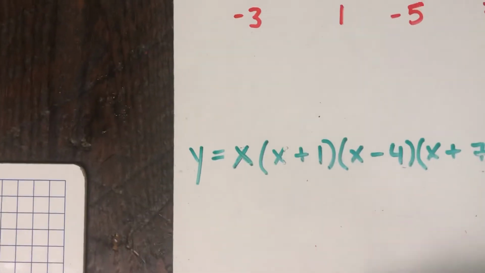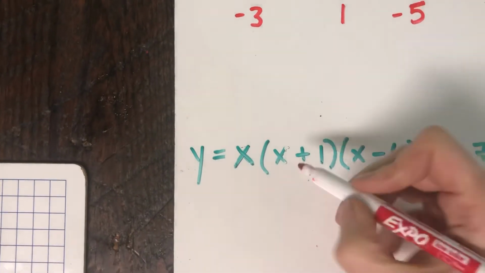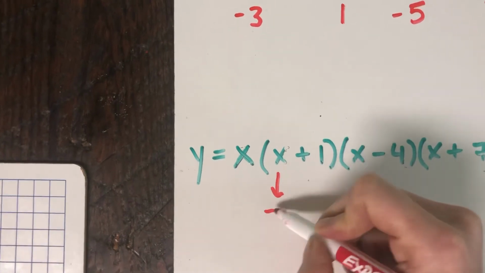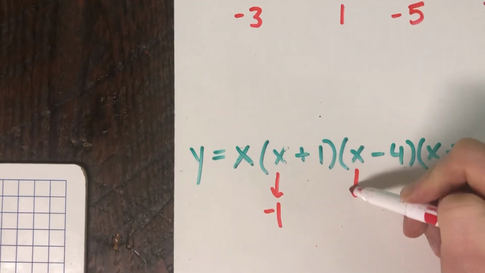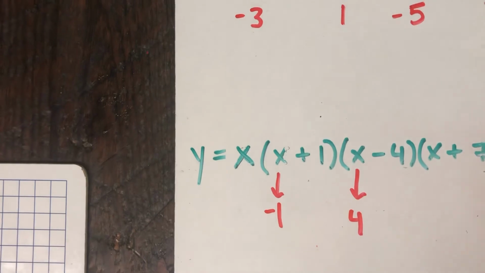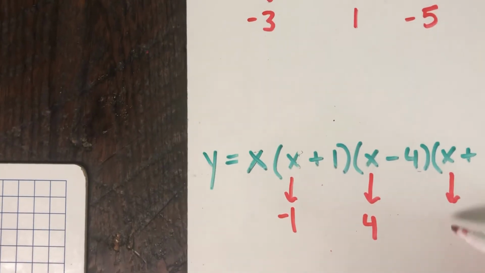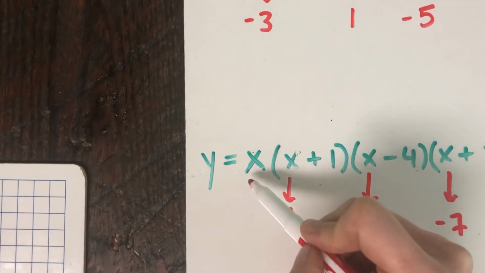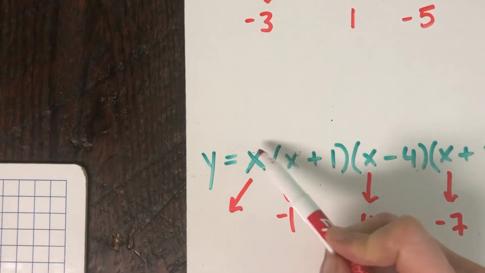So this one I can really see. I've looked at this before. It's going to be a negative 1. That would be a positive 4. This is going to be a negative 7. But what about this one? What would make this into a 0?